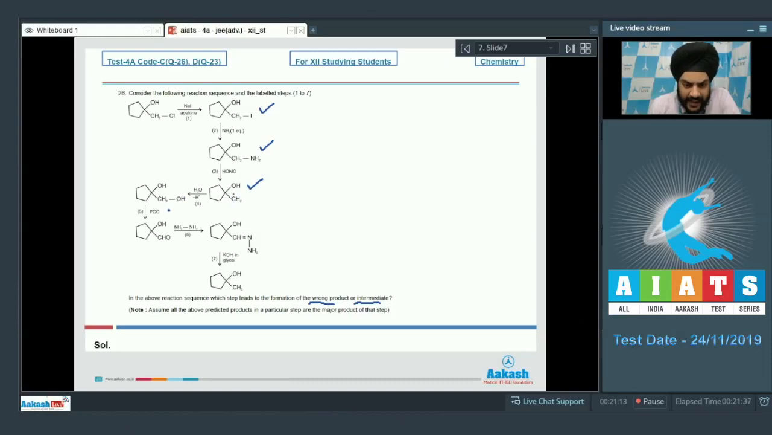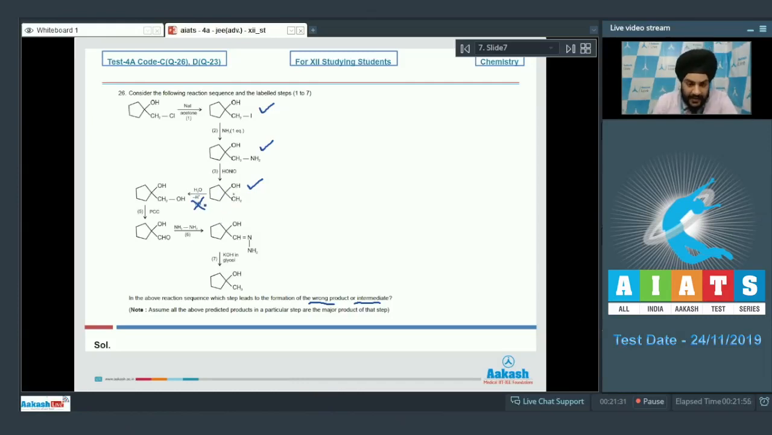Now students, if we talk about the next conversion which is given to us, it is mentioned that the H2O is going to attack at this carbocation itself. So this is the incorrect step, students. This carbocation which is formed can undergo ring expansion. So there will be ring expansion happening in this step, students. So the step number 4 is not correctly represented.